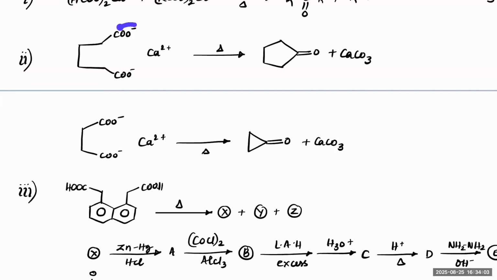Same way here, calcium carbonate with this one will come out as calcium carbonate, and this minus charge will attack here. You will get this 5-membered ring. Here, this carbon dioxide, calcium, and oxygen will leave. So this C- will attack here. You will get a 3-membered ring. Done? Any doubt here?